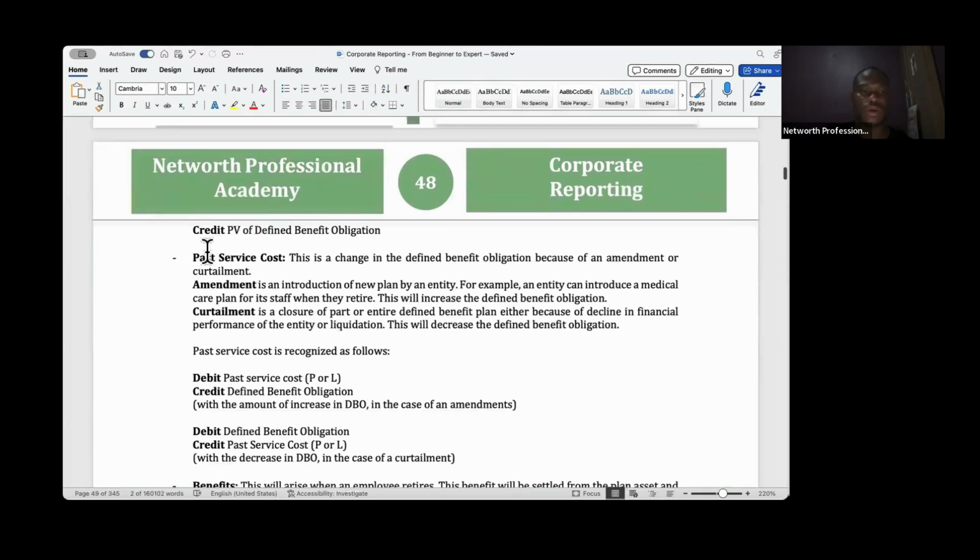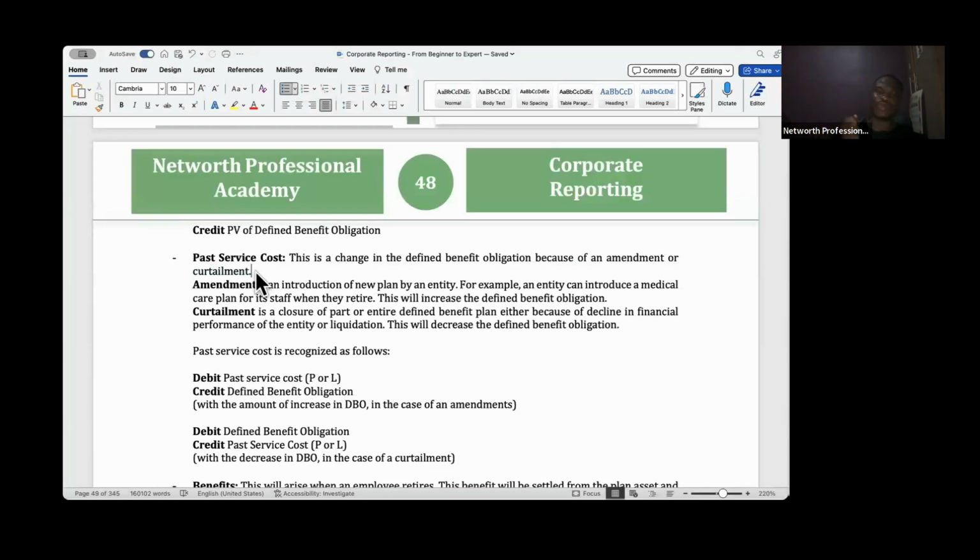Now, another item that the actuary is going to provide to us is a past service cost. And this past service cost is conditional, it is not really automatic. The actuary does not come with it automatically. Why? Because it usually occurs when there is a change in this defined benefit obligation. And what can make the defined benefit obligation change is either there is an amendment or there is a curtailment. So what is an amendment?